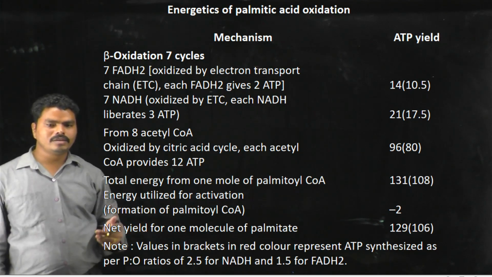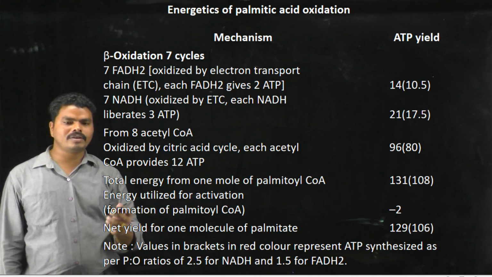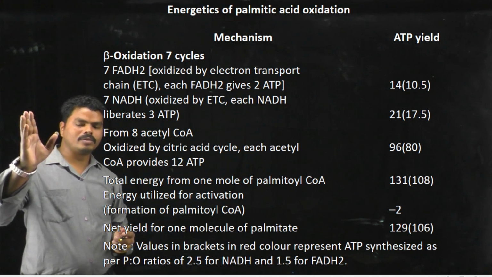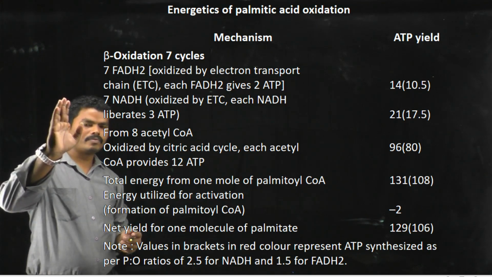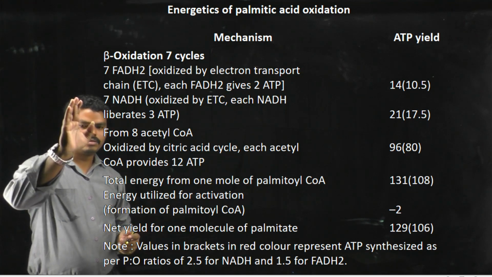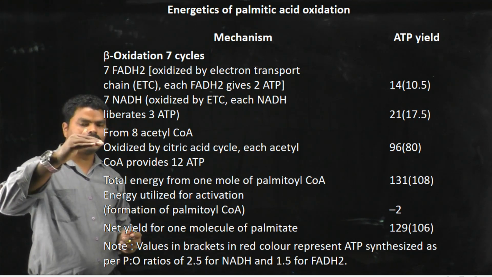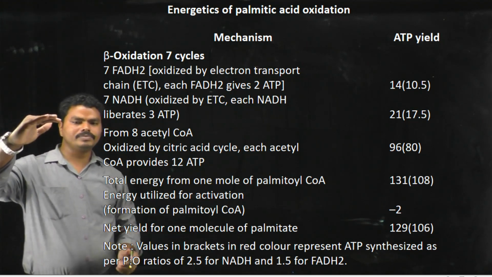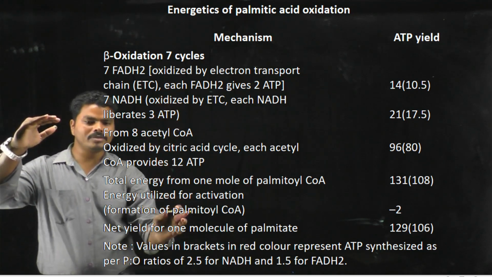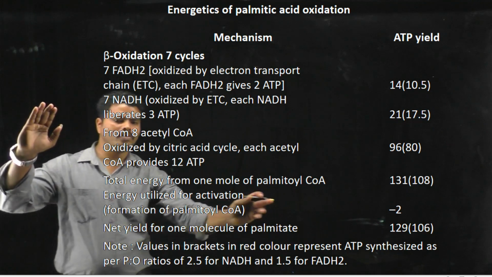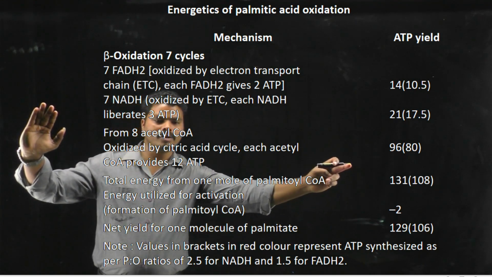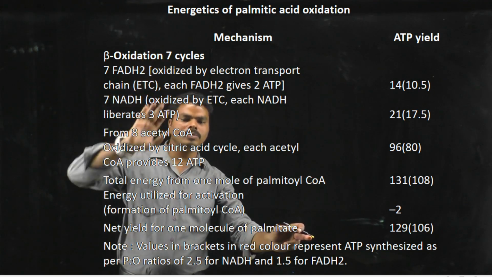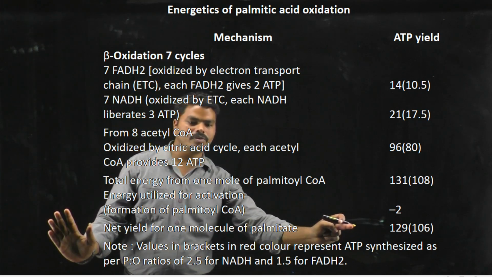And during the activation of this palmitoyl-CoA, the beta oxidation process involves 3 processes. First is the activation of the fatty acid, then it is transported to the mitochondrial membrane, then it is subjected to beta oxidation. For the activation, in case of palmitic acid, 2 ATPs are utilized. So we subtract the 2 ATPs: 131 minus 2, and the net yield of ATP during the conversion of palmitic acid to carbon dioxide and water is 129 ATPs.